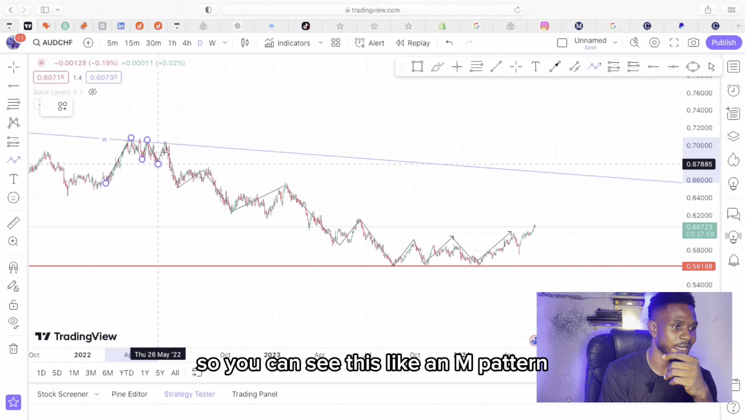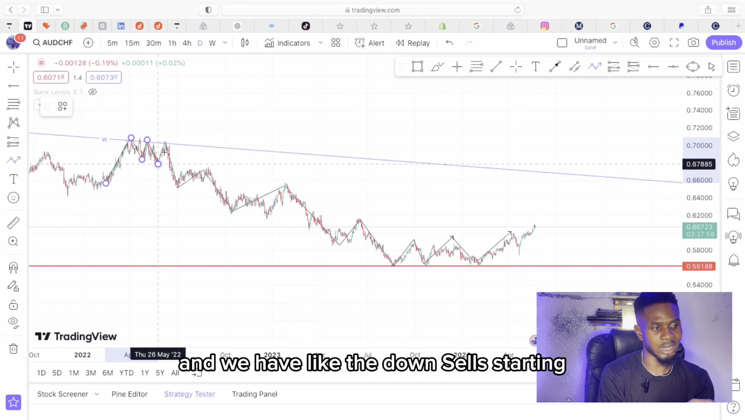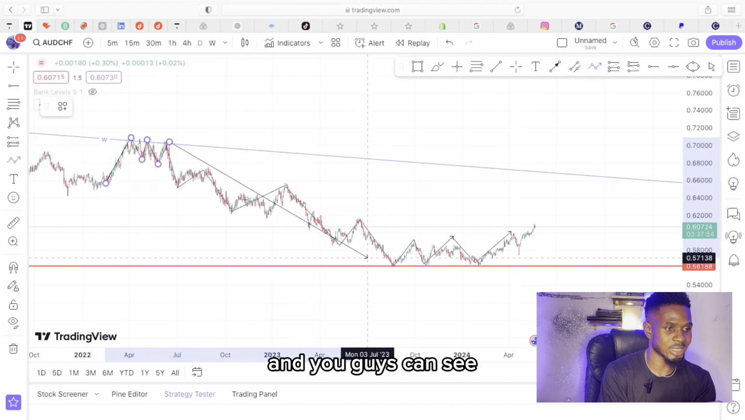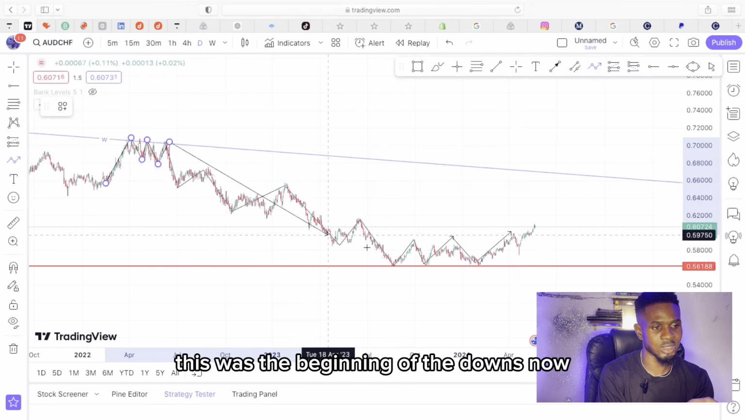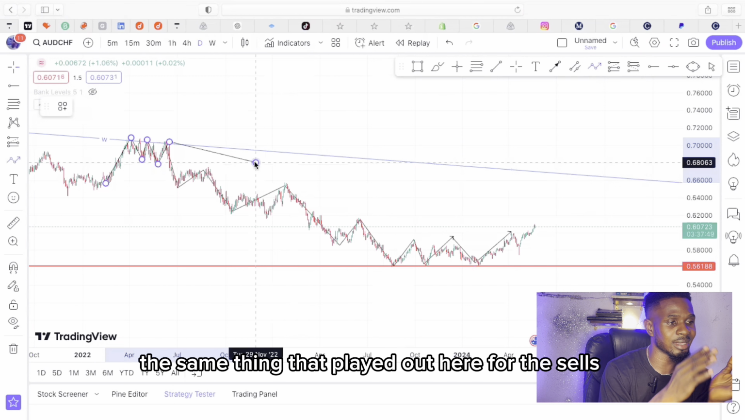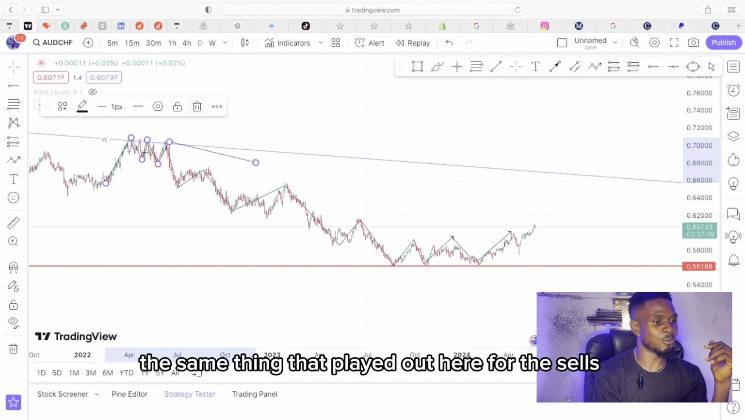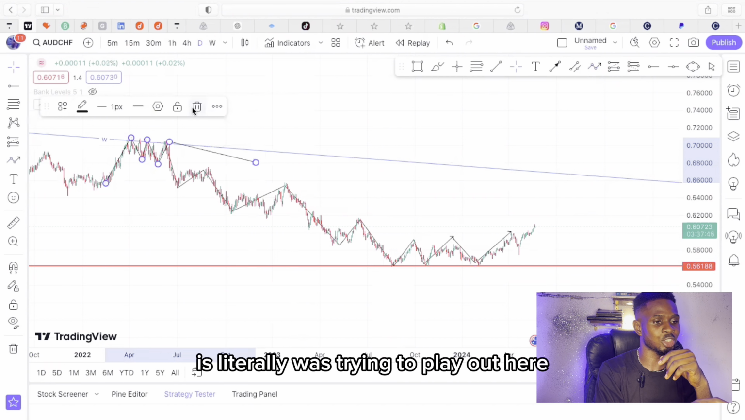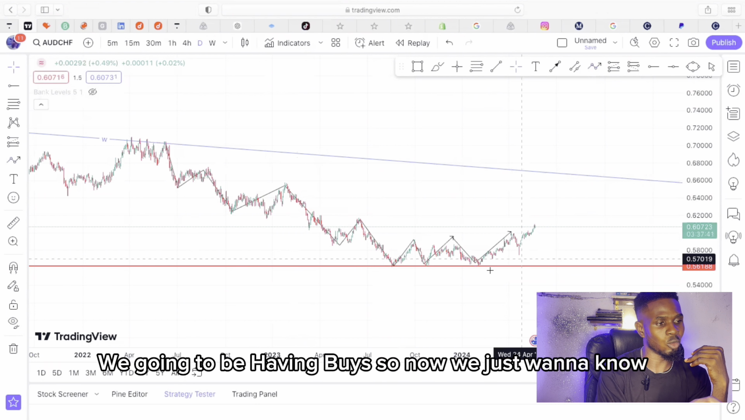So you can see this is like an M pattern, and we had the down sells starting. You guys can see, this was the beginning of the downs. Now, what do we see here? We can easily see that the same thing that played out here for the sells is literally what's trying to play out here, and we're going to be having buys.